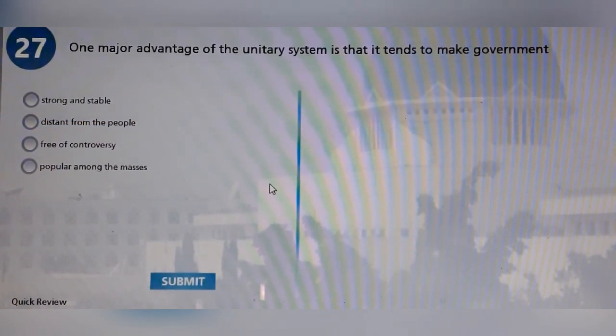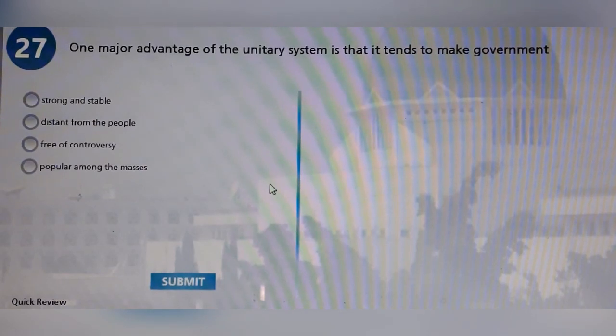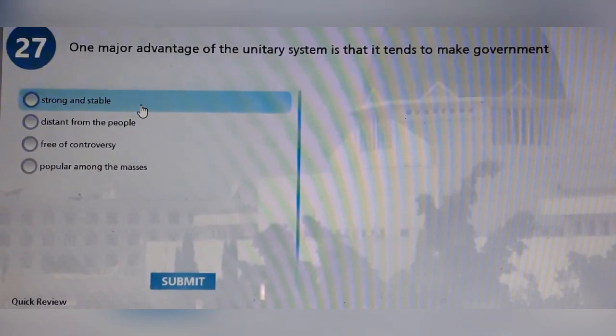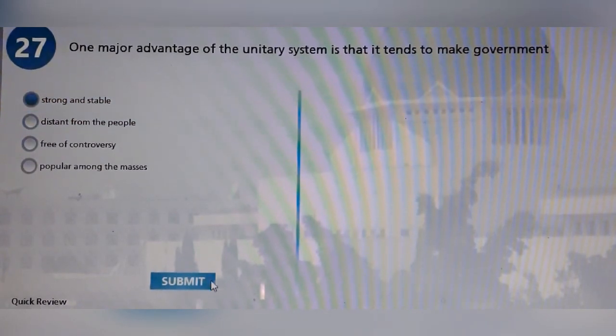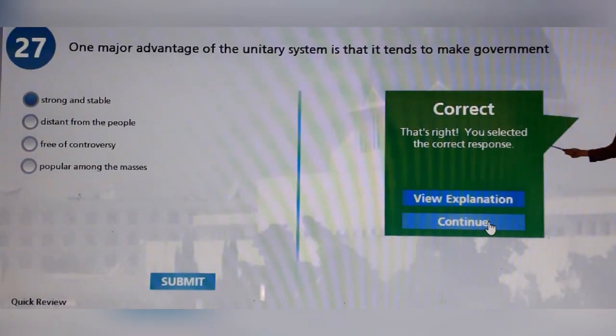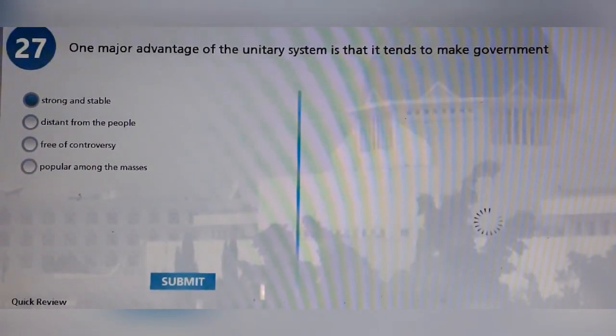Okay, number 27. One major advantage of the unitary system is that it tends to make government A, strong and stable, B, distant from the people, C, free of controversy, and D, popular among the masses. The major advantage of a unitary system of government is that it makes government strong and stable, since when power resides in the center, it ensures quick decision making and a stable and strong government. Number 28 now, next question.